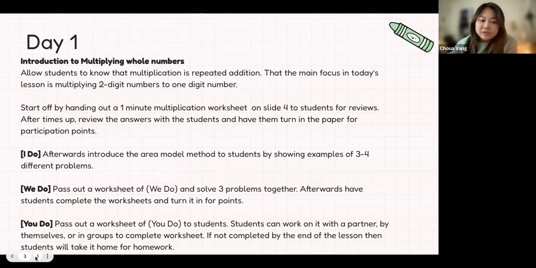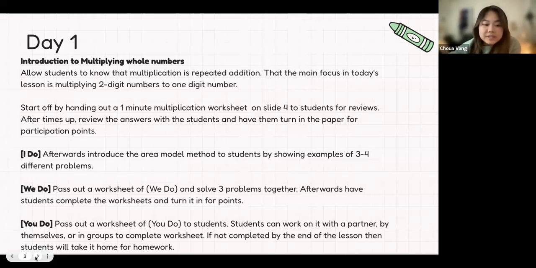And then after the time's up, timing the students on completing the worksheet, teachers can go over the answers with them and then have them turn it in for a participation point. Next, there's another worksheet, and this one is just for the teachers. She or he will be introducing the area model to the students, and the teacher can do 3 to 4 problems with them, just so they have an understanding of what the area model is.